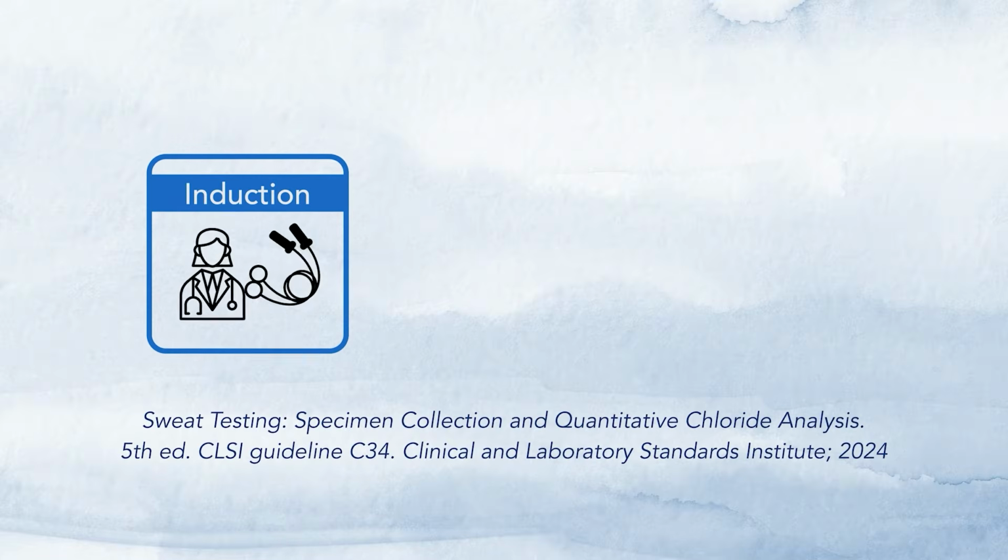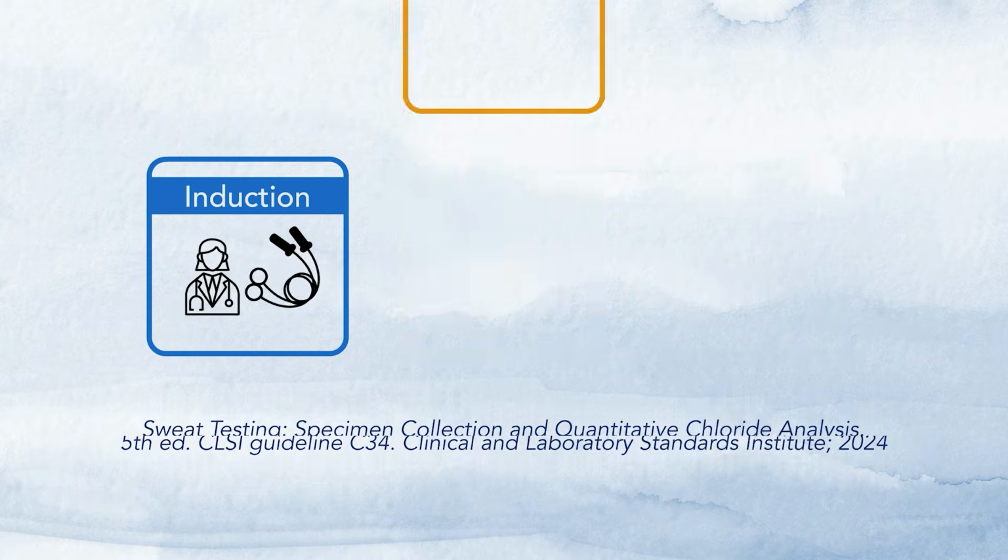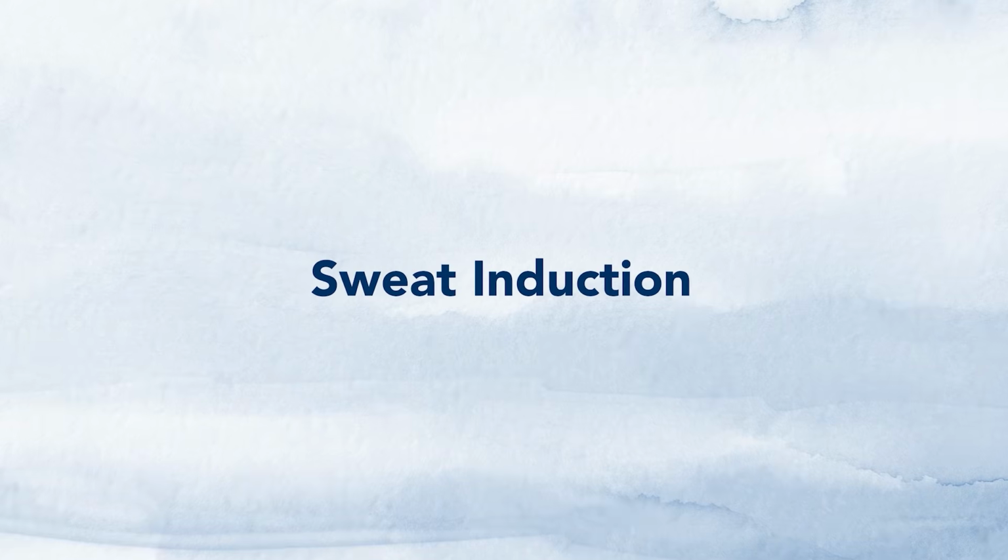The sweat test is made up of 3 distinct sequential steps: induction, collection, and lab analysis. In this video, we will demonstrate induction and collection following CLSI guidelines. Sweat is induced through iontophoresis of pilocarpine using a low-voltage electrical current to stimulate sweat production in the sweat gland. The procedure is generally not painful, but patients may have a tingling sensation. Minor burns and allergic reactions are possible and should be planned for, but are rare.